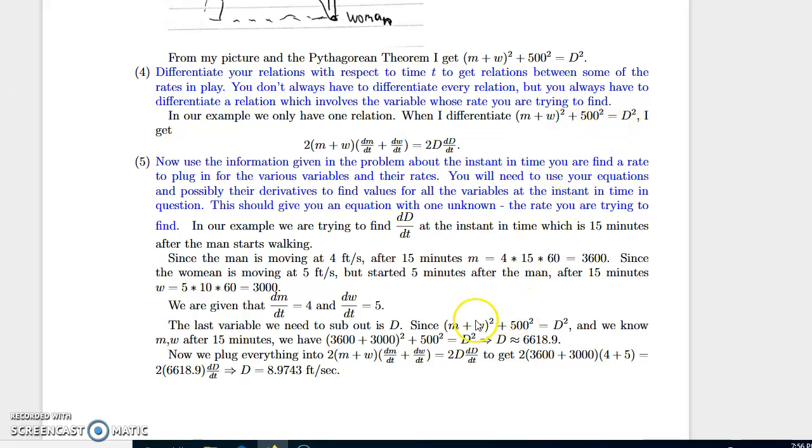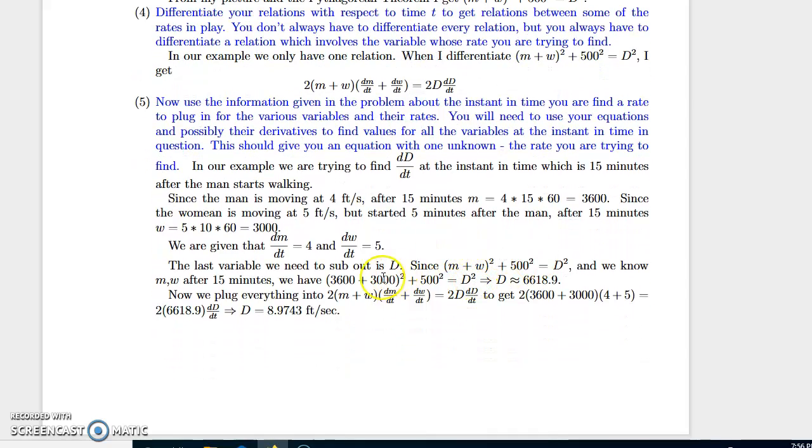So now we can plug in our values for m plus w at the instant in time, 15 minutes after the man starts walking. So earlier we found that the m was 3,600 at that point, the w was 3,000 at that point. So we get the equation 3,600 plus 3,000 quantity squared plus 500 squared is equal to D squared. And if you solve that for D, we'll then get 6,618.9 approximately.